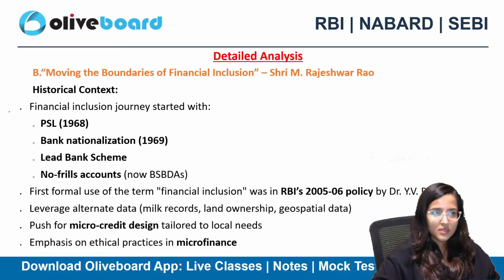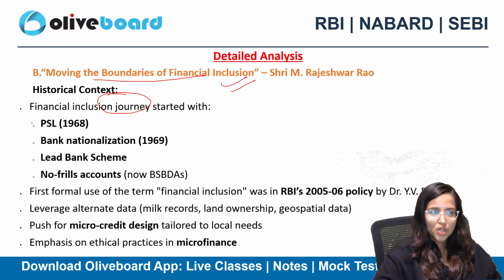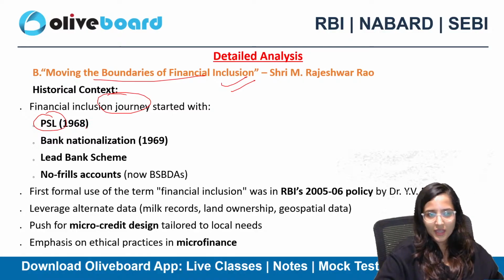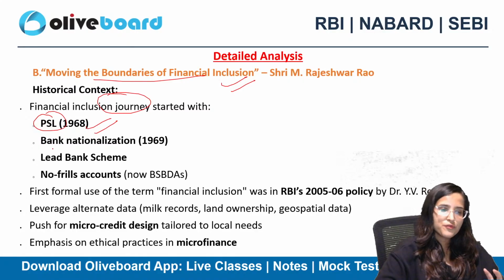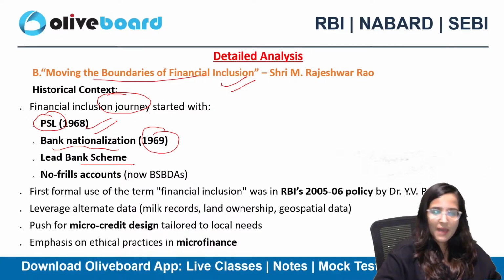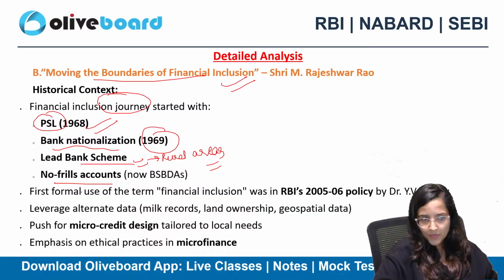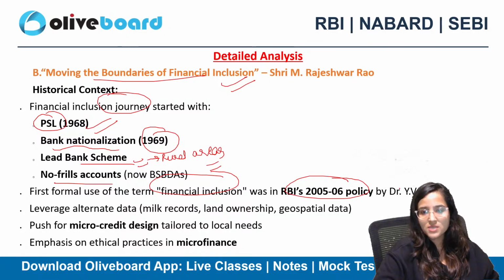In Rajeshwar Raoji's statement only, he talked about the journey of financial inclusion, how it started. So we started off with priority sector lending in 1968. Then we focused on banks nationalization in 1969. We had this lead bank scheme that we focused on in the rural areas for promoting financial inclusion. There are no frills accounts as well. First formal use of the term financial inclusion was in RBI's 2005-6 policy by Dr.